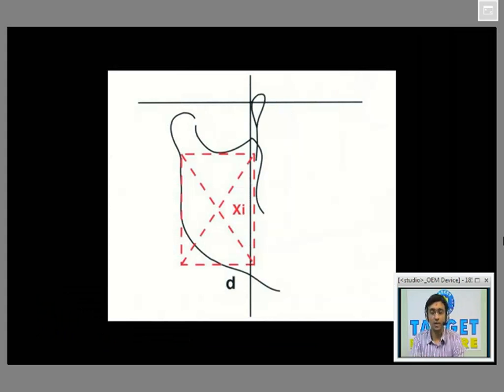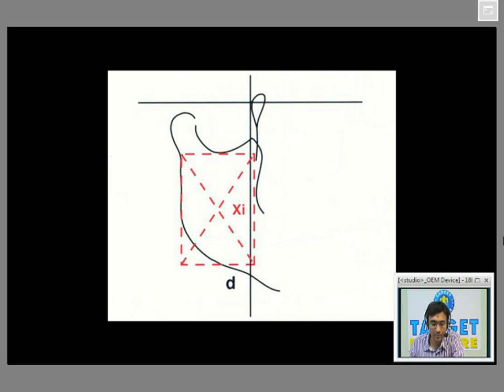There's another important point called the Xi point. Now this is a constructed point and it is considered the geometric center of the mandible. How is it drawn? There are certain points R1, R2, R3 and R4 which are marked on the mandible.